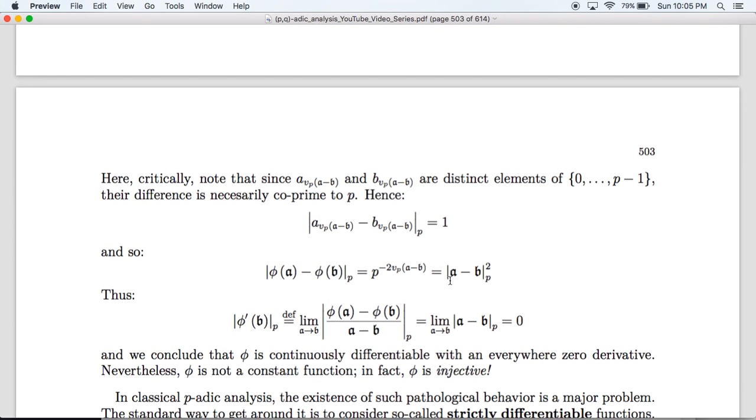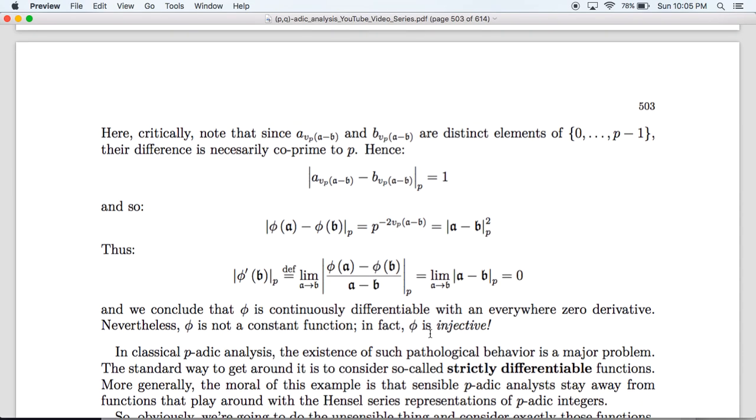So now just divide by a minus b and take the limit as a approaches b. Then this is by definition the p-adic absolute value of the derivative of phi and is equal to 0. So what we conclude is that phi is continuously differentiable with an everywhere 0 derivative, but however, phi is not constant. In fact, phi is injective.